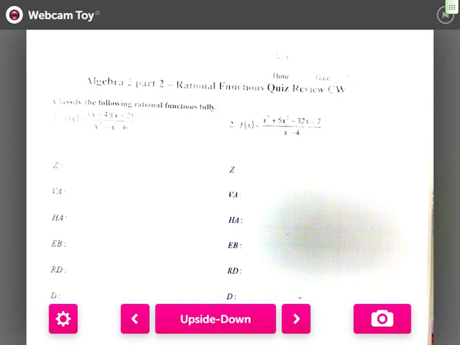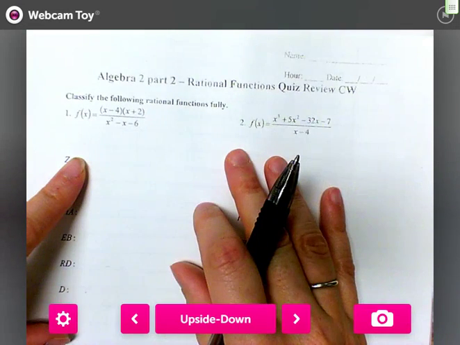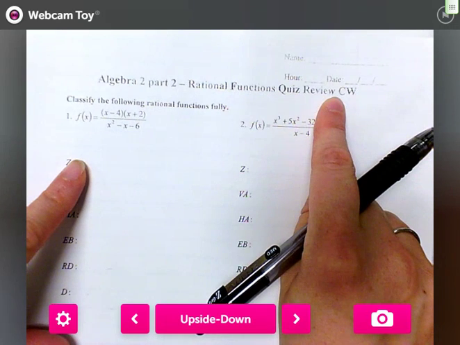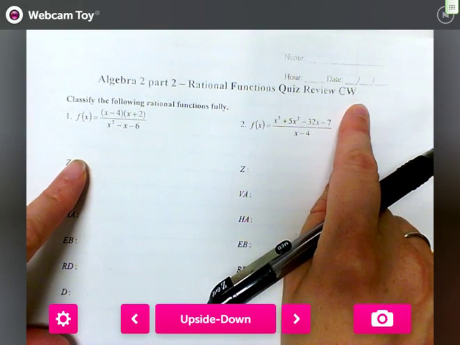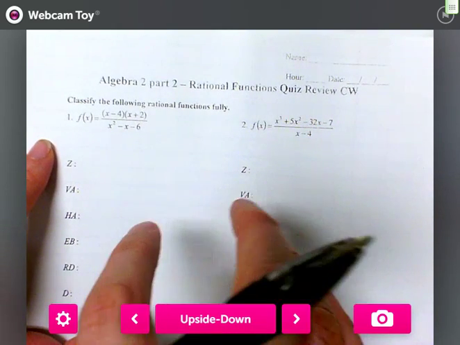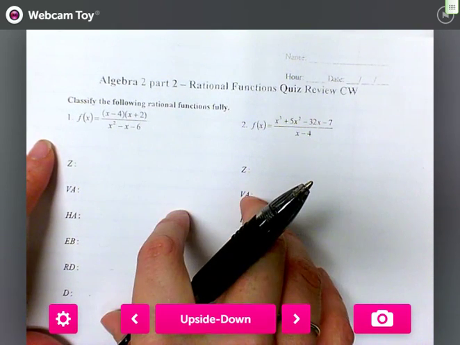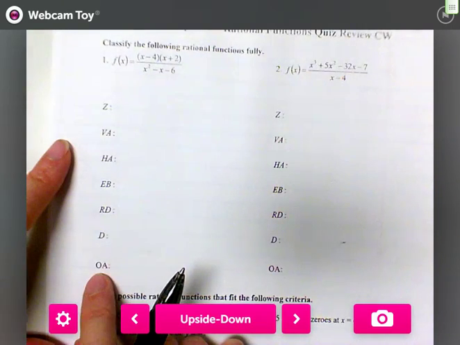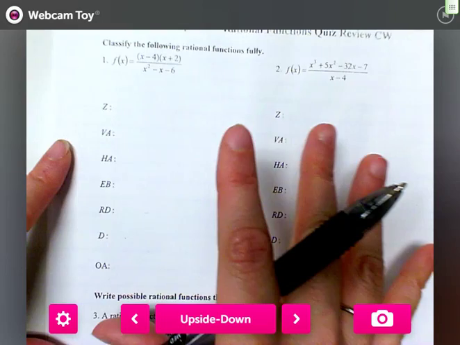So we are looking right now at the rational functions quiz review classwork, and then you'll have one for homework. Okay? This is very similar to what you did on your quiz last week. The big difference is we're adding the oblique asymptote to the end, OA. Okay, so let's talk about each one.